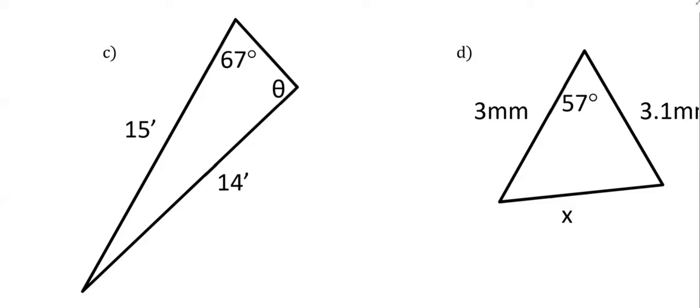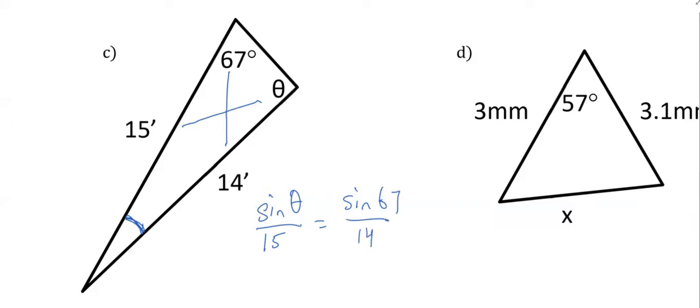Is it sine law or cosine law? Ben, what do you think? Why? Yeah, and I have this angle and this side length that are across from each other, and you got two sides and one of the angles across, not the angle between them. This would be the angle between them. So I've got the other one. Very good. So sine theta over 15 equals sine 67 over 14. Rearrange, punch it into your calculator.